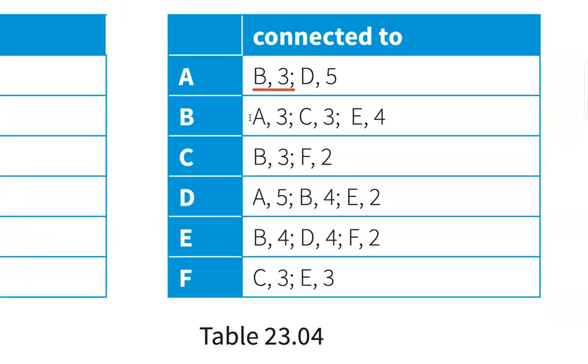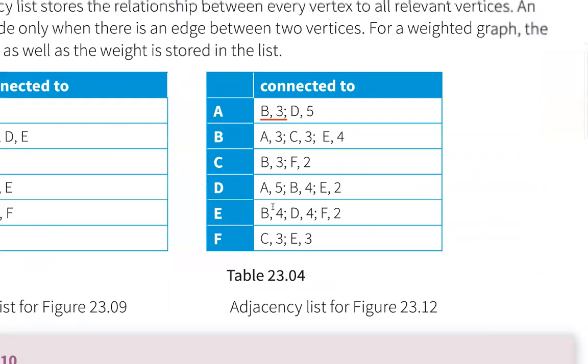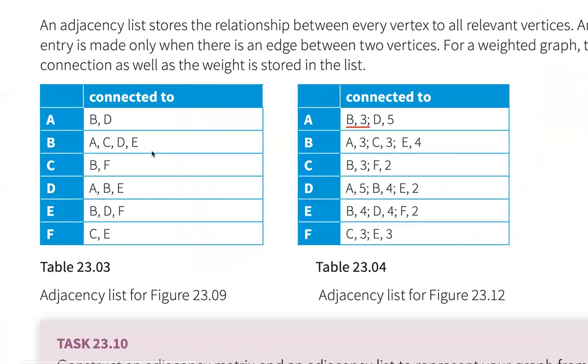Same thing goes with all other vertices. There is a direct link from B to A at a cost of 3, B to C, cost of 3 again, B to E at a cost of 4, and so on and so forth. So basically, this matrix is representing two things. One, which vertex is this particular vertex directly connected to? That, by the way, is also being done over here.